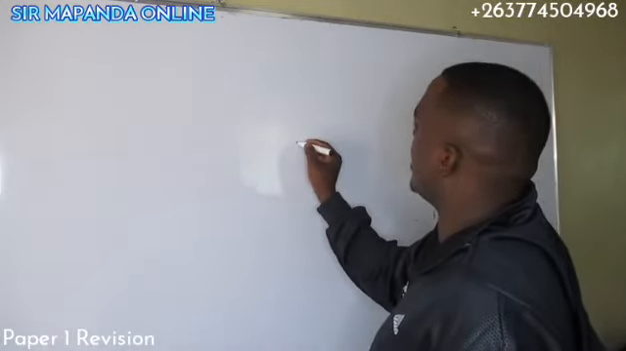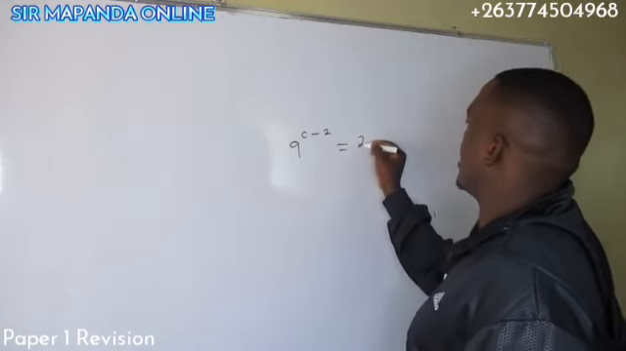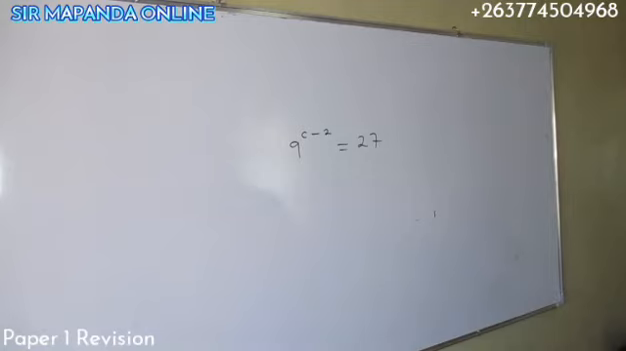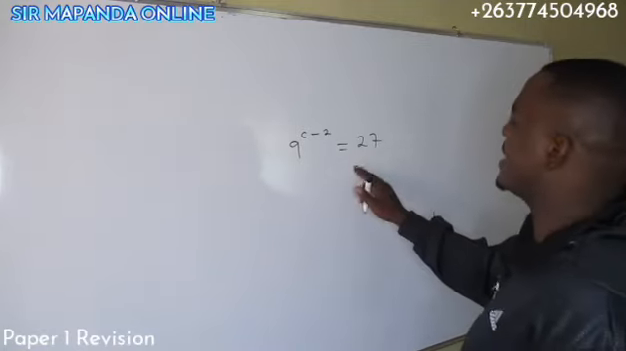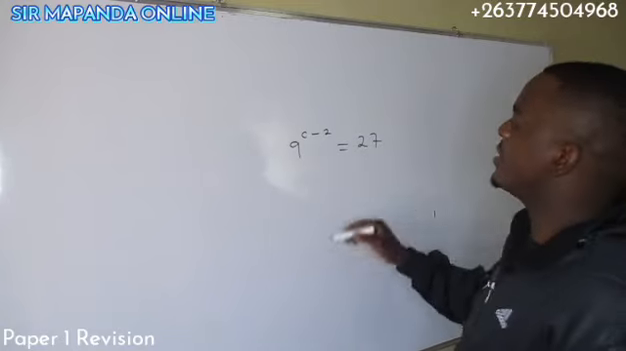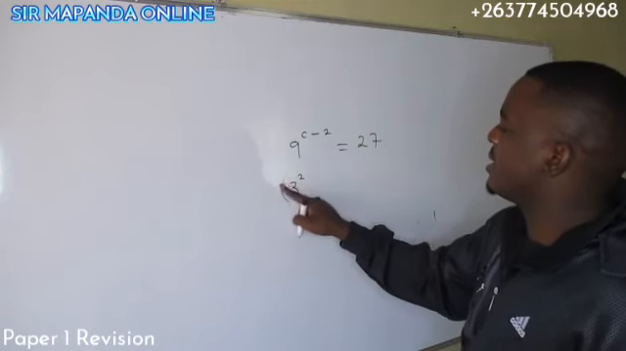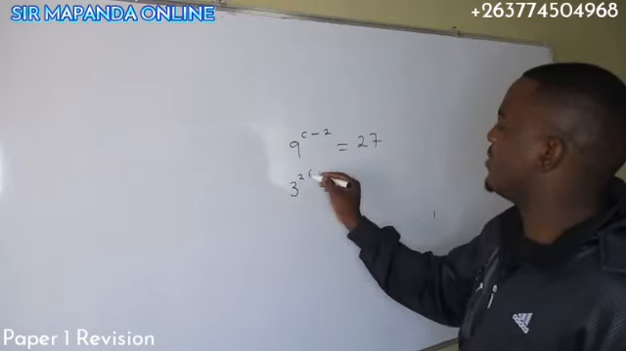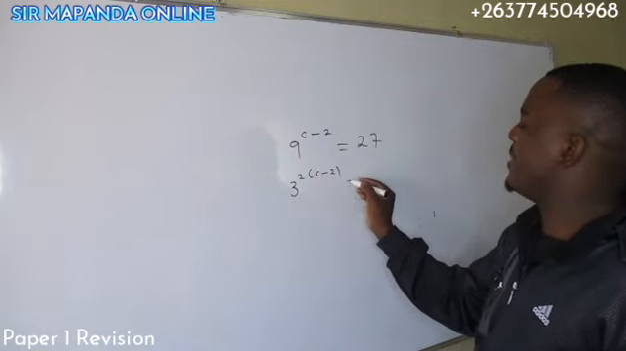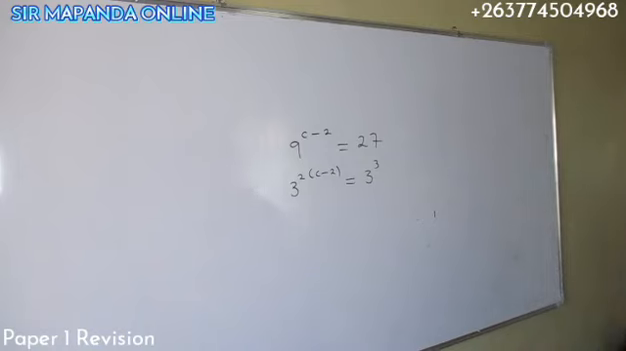Right. 9 to the power of c minus 2 is equals to 27. They want you to solve this equation. So we need to create same base both sides. But there's no way you can create 27 using 9. So it means you are going to write 9 as 3 squared. Write 9 as 3 squared. Then you put open bracket c minus 2. 27 can be written as 3 to the power of 3.